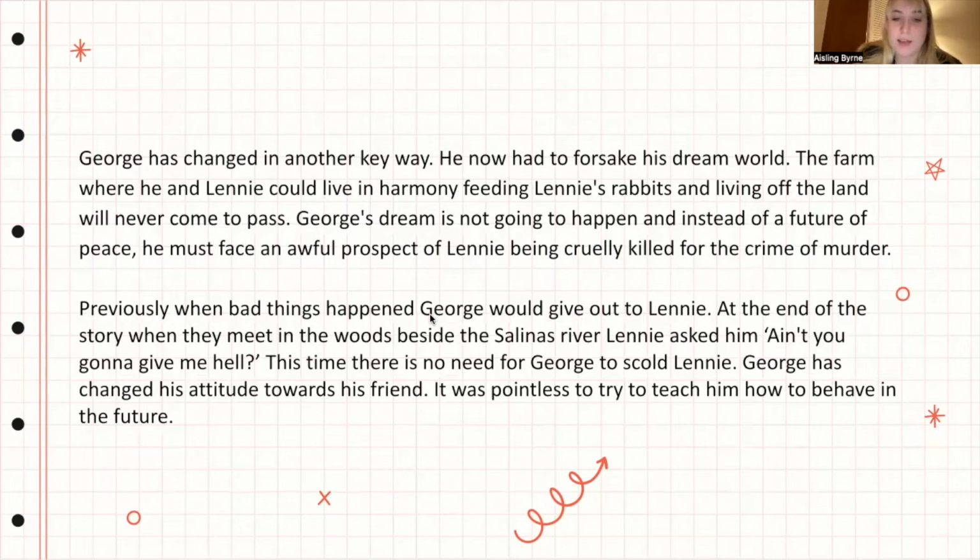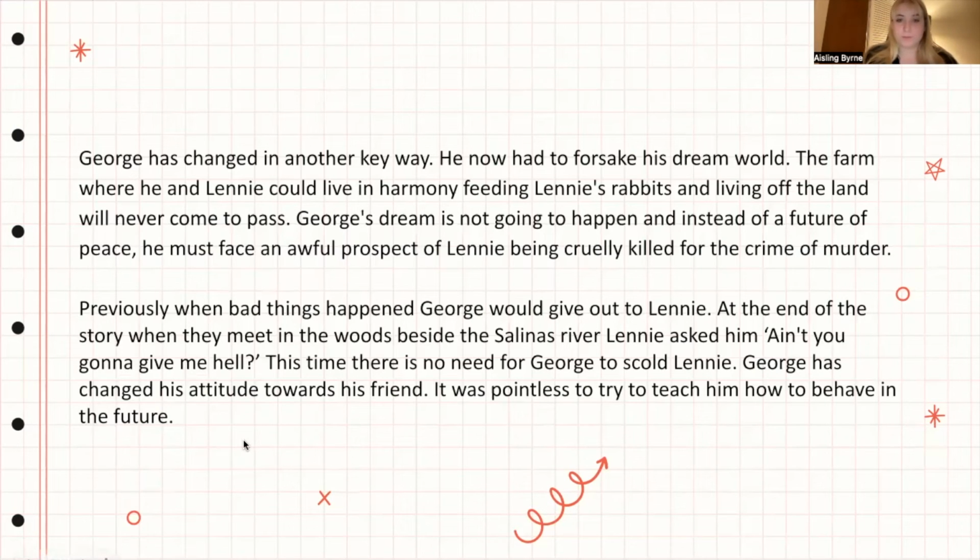Previously, when bad things happened, George would give out to Lenny. At the end of the story, when they meet in the woods beside the Salinas River, Lenny asks him, "Ain't you gonna give me hell?" This time, there's no need for George to scold Lenny. George has changed his attitude towards his friend. It was pointless to try to teach him how to behave in the future.